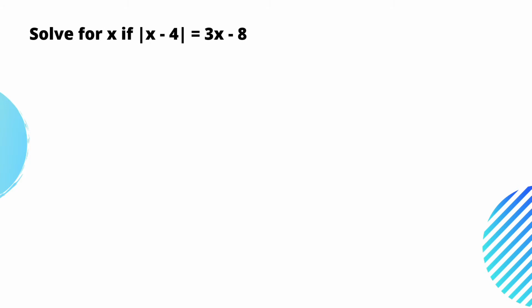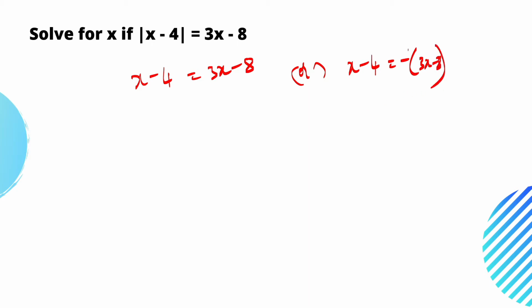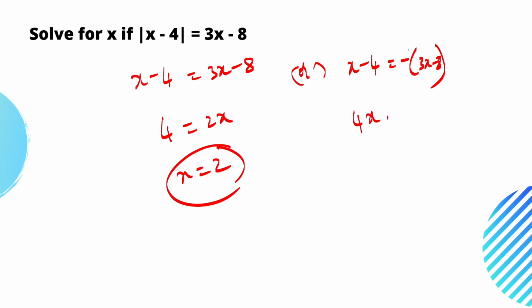Let us solve this. Here modulus of x minus 4 is equal to 3x minus 8. So we can solve for both the cases. x minus 4 is equal to 3x minus 8, or x minus 4 can also be equal to minus of 3x minus 8, right? Both the cases. So in this case 4 is equal to 2x and x is equal to 2. If you solve the other case, 4x will be equal to 12 and x is equal to 3.